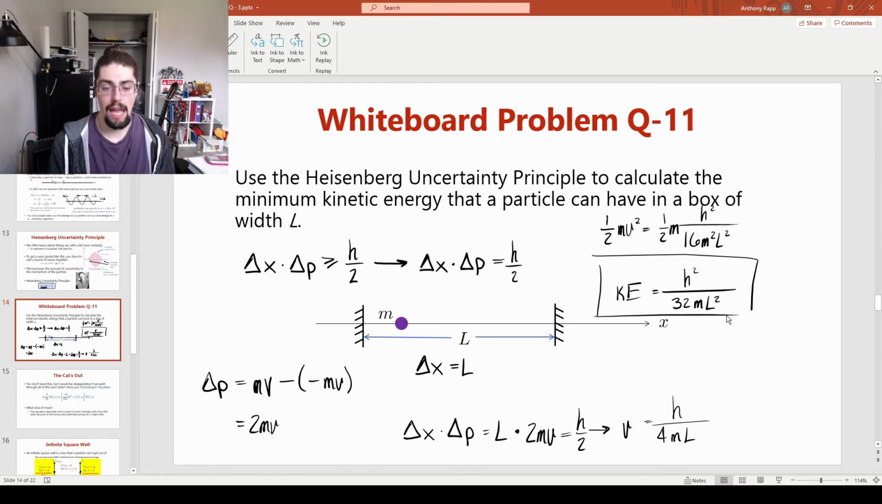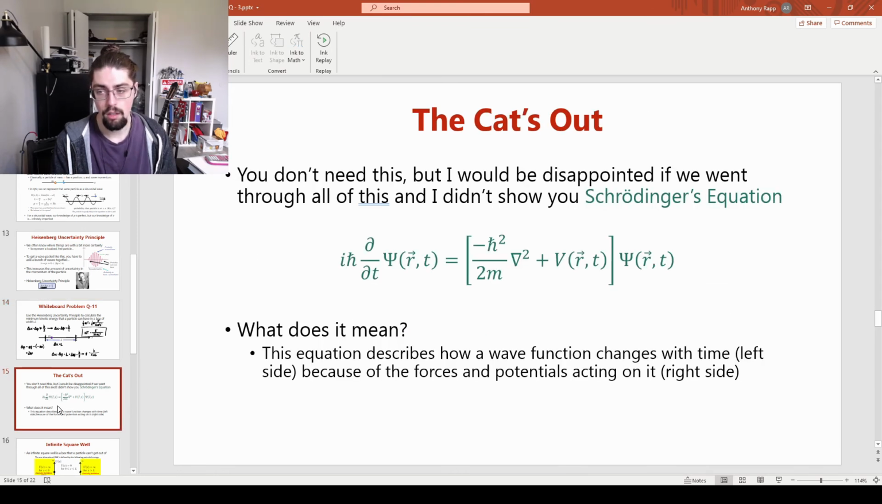So, speaking about cats, where is Schrödinger? What is all of that stuff? Here's why we haven't talked about it so far. Let's look at this equation.